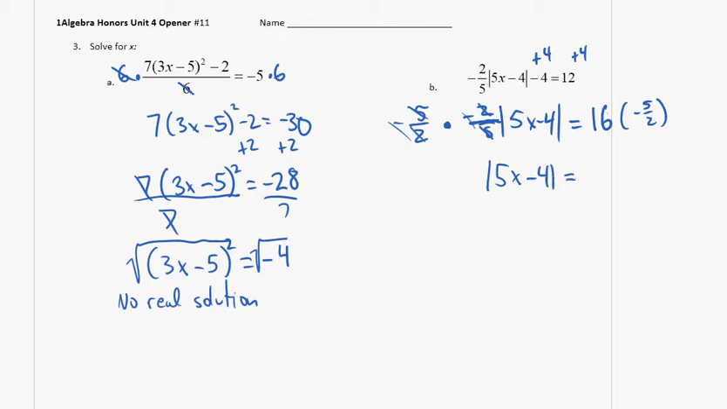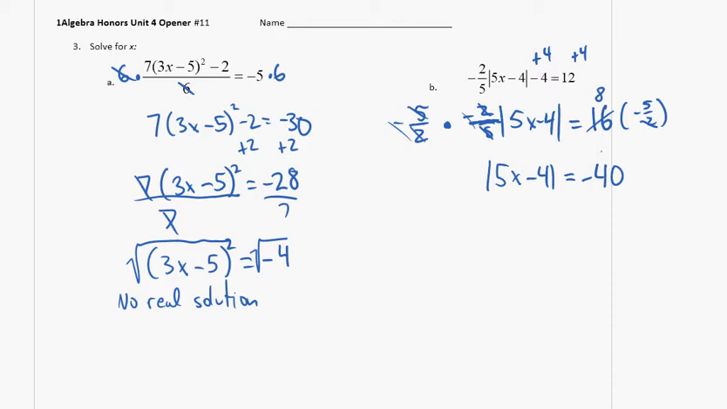And let's see, 16 times negative 5/2 is going to be 16 and 2. 16 divided by 2 leaves me with an 8, and then 8 times negative 5 will give me a negative 40. Alright, well, I've got the absolute value by itself, and it's equal to negative 40.